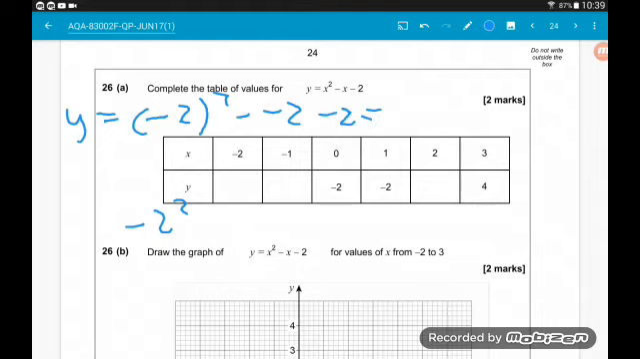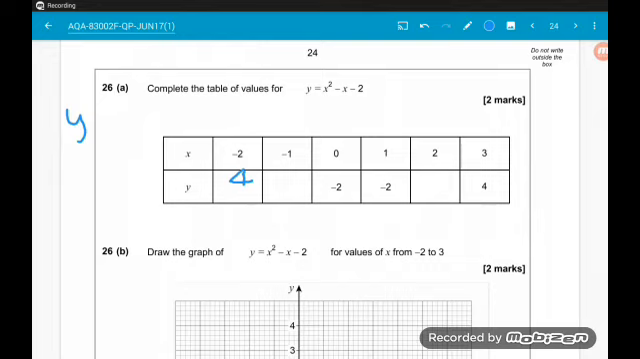So, minus 2 squared is positive 4. Minus 2 is add 2. But then we got minus 2 at the end. So, 4 add 2 minus 2 is 4. So, there's our first missing value.